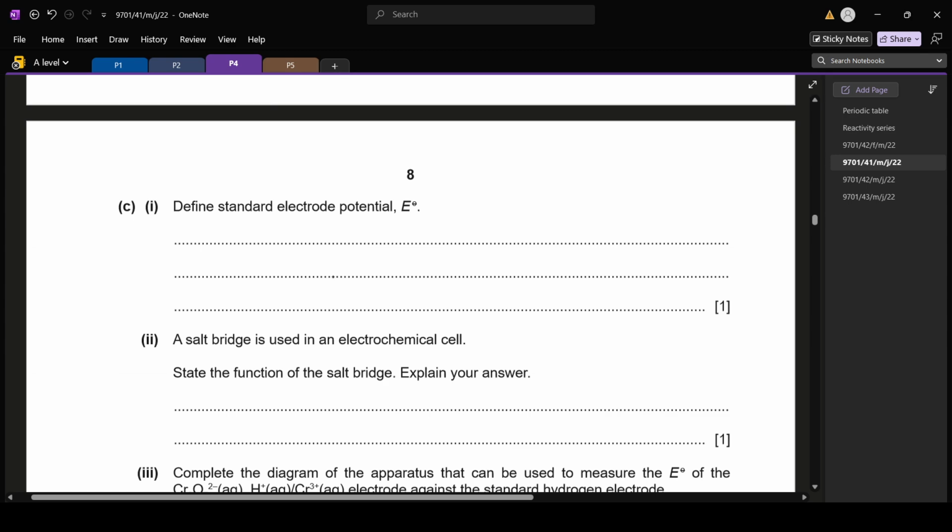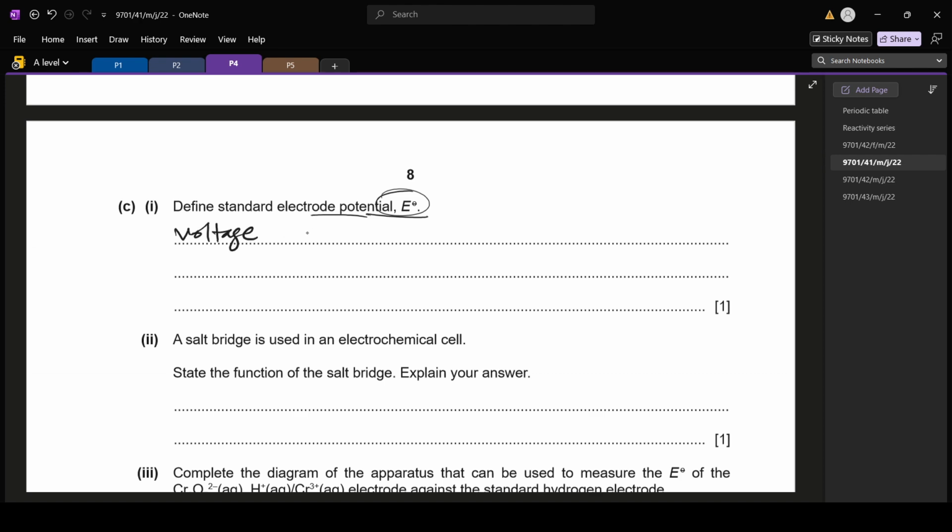Moving towards next part, part C. Define a standard electrode potential. What is the standard electrode potential? This is the voltage when a half cell is connected with a standard hydrogen electrode under the standard conditions.